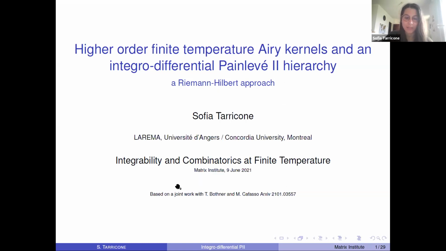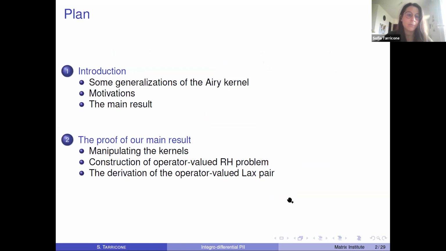The talk is based on this joint work with Thomas Bothner and Mattia Cafasso that you can find on the arXiv with this reference number. So the plan of the talk is actually very simple. We'll go through a brief introduction in order to introduce the objects that we want to study and the basic results that are already known about these objects. And we will go through some motivation. Actually, all the motivation has already been given during the previous talk. I mean, there are many applications of the objects that we want to study in statistical mechanics and random matrix theory. And these are indeed our motivation.